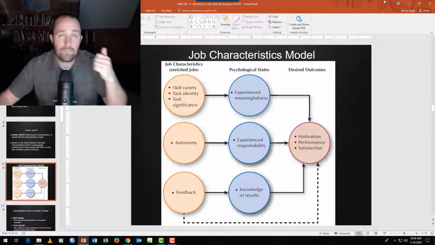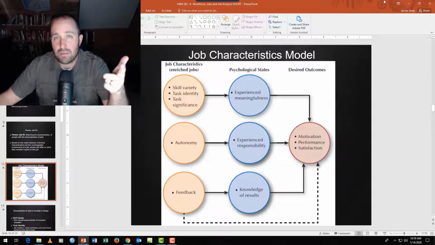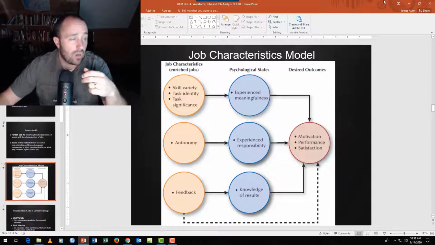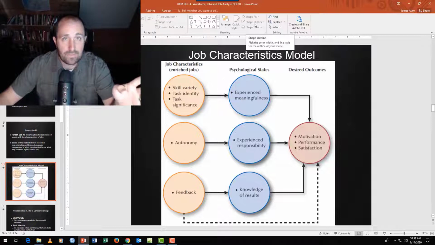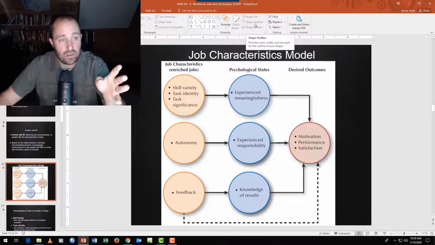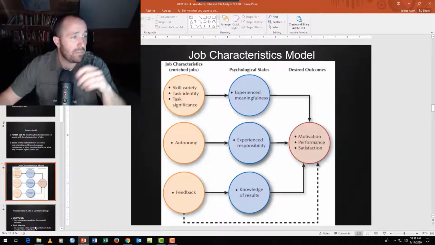are going to happen. Number 1, I'll be more motivated. Number 2, I'll be more satisfied. Number 3, I'll actually be better at my job. So, big picture, those things on the left affect those things in the middle, which affect the ultimate outcomes of satisfaction and performance. So let's unpack them.